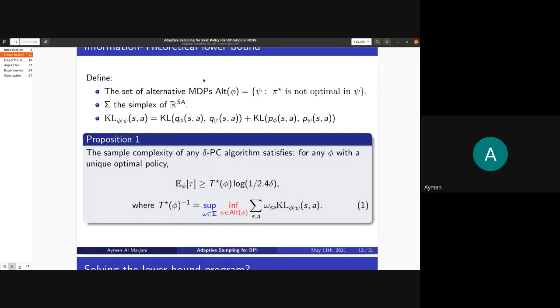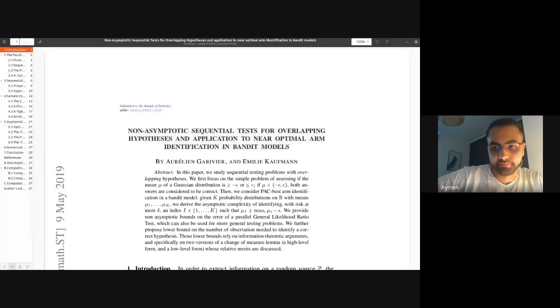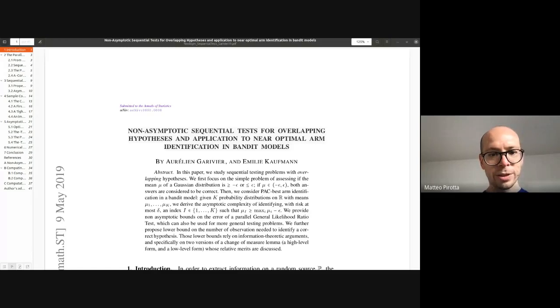So basically, what would change in your lower bound is, sorry, I'm having trouble sharing my screen, so I'm just going to try. So can you see the slides? We can see the paper on non-asymptotic sequential. Yeah, I shared the wrong one. Yeah, so please bear with me. For some reason, I can't stop sharing.